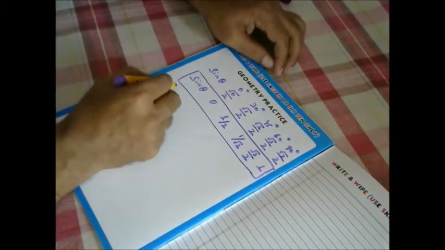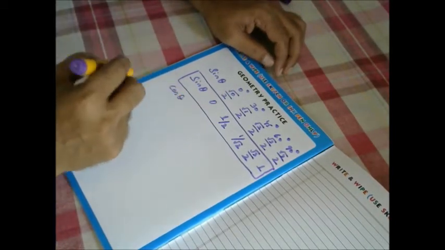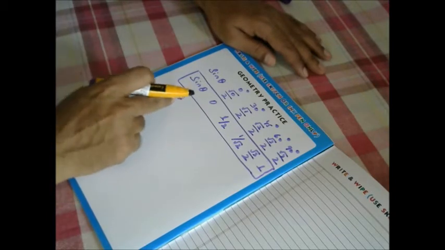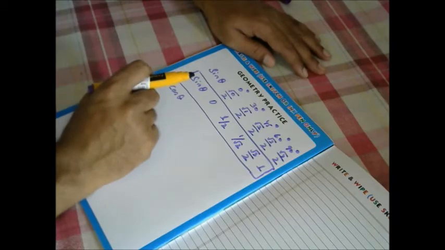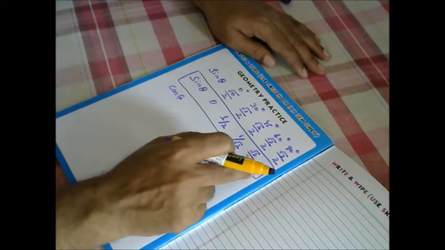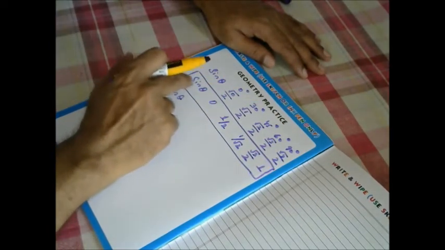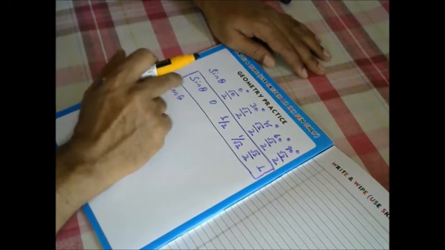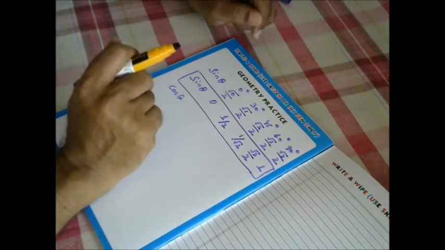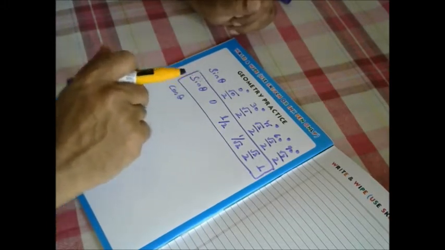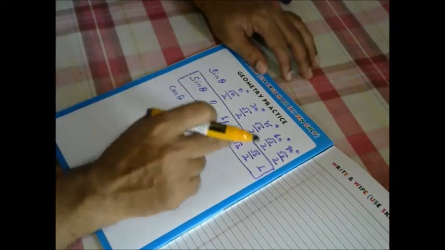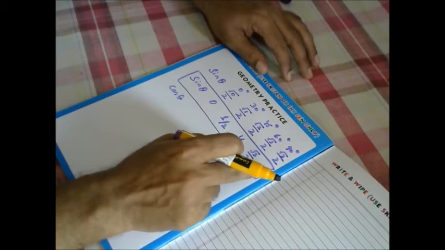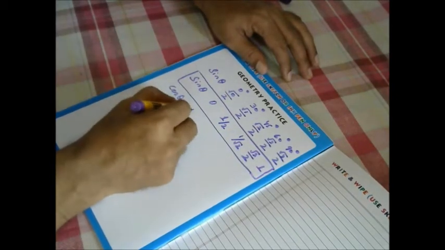Then come to cos theta. For cos theta, simply write in reverse form whatever you have written here. This sine theta and cos theta are both called complementary angles. What are complementary angles? That I will tell you now. So for these angles, from sine theta here, you just write down in reverse order.